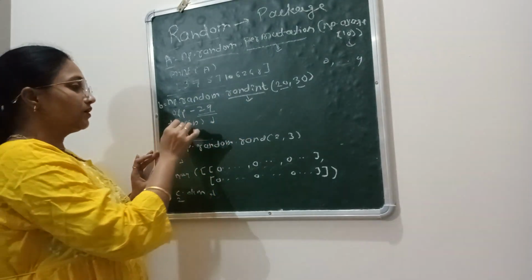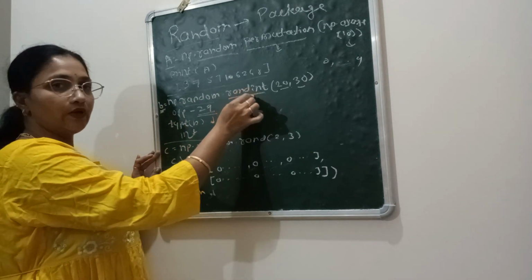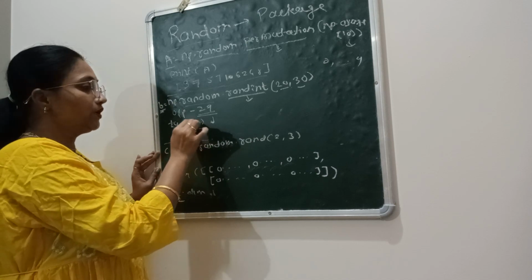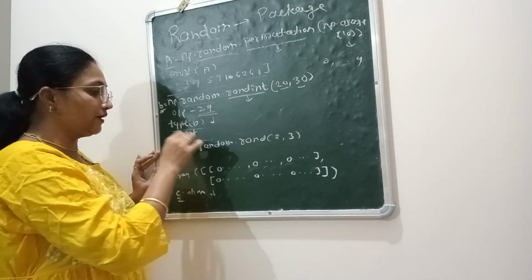Now next, whatever value is returned by this function, I'm storing in b, and now I'm checking the type of b. So what is the type of b? It is integer. As the value is integer, it will return int.